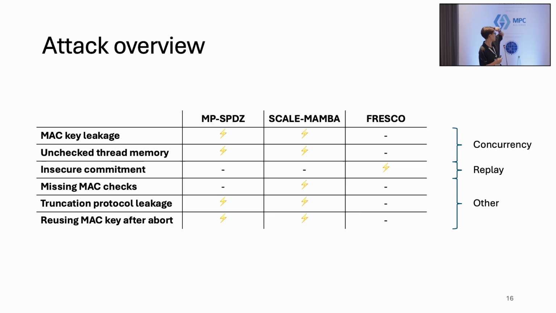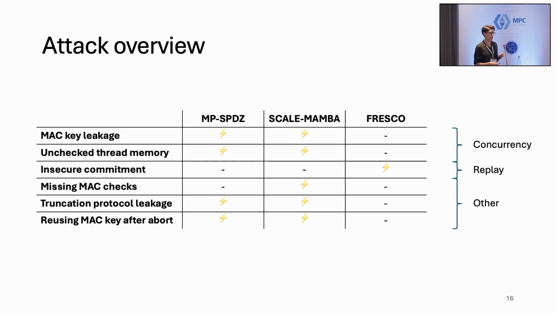As you can see, Fresco is only susceptible to this, or rather Fresco implemented these hash-based commitment schemes in an insecure way. And for MP-SPDZ and Scamamba, we see that they're vulnerable to pretty much all of the attacks except for the commitment scheme one. We have disclosed all of those, and they have all been patched as far as we're aware, except for the Scamamba ones. And as far as we're aware, Scamamba is currently not being maintained.